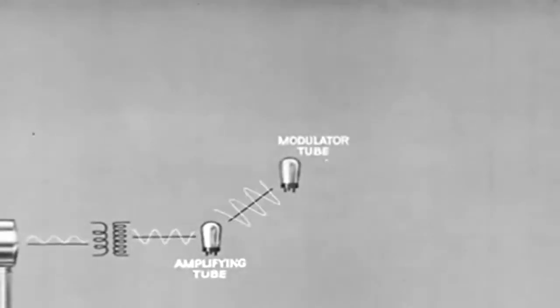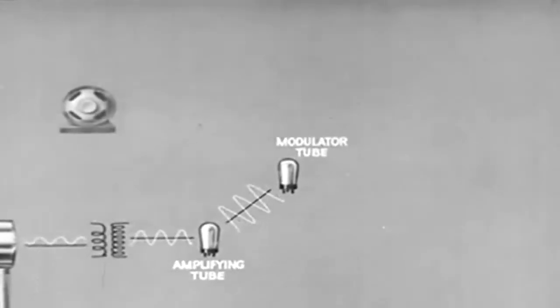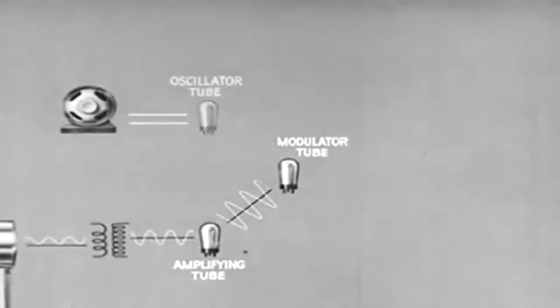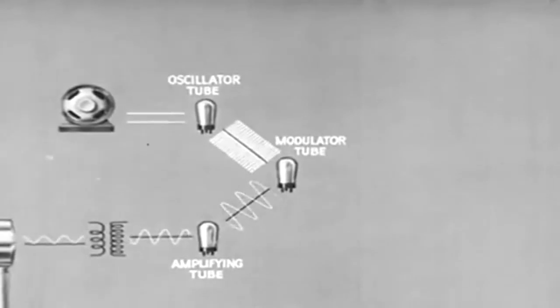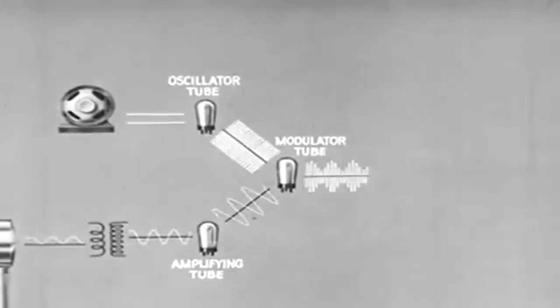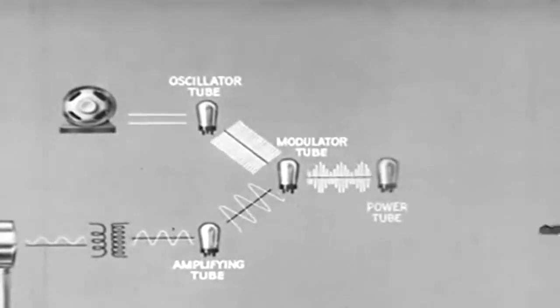Let us recapitulate the events in radio broadcasting. Sound waves strike the diaphragm of the microphone. A pulsating direct current is set up in the transmitter circuit. This is changed by the transformer to an alternating current, which is amplified and sent to the modulator tube. A generator delivers a direct current which the oscillator tube changes to a high frequency current, which is fed into the modulator tube, where it is modified by the audio frequency current coming from the microphone.